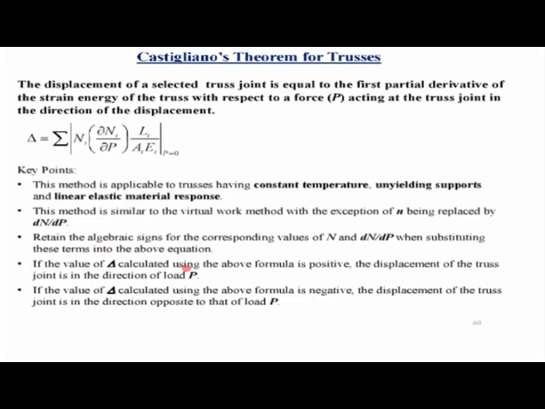If the value of delta calculated using the above formula is positive, the displacement of the truss joint is in the direction of the load P. If the value of delta calculated using the formula is negative, then the displacement of the truss joint is in the opposite direction to that in which the load P has been assumed.